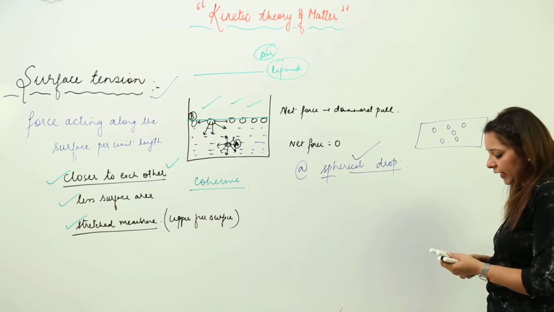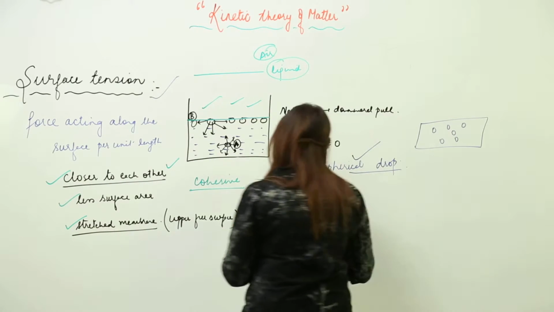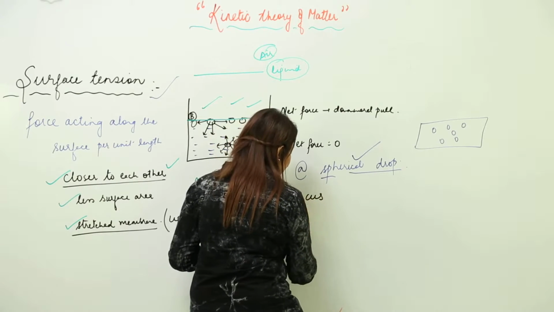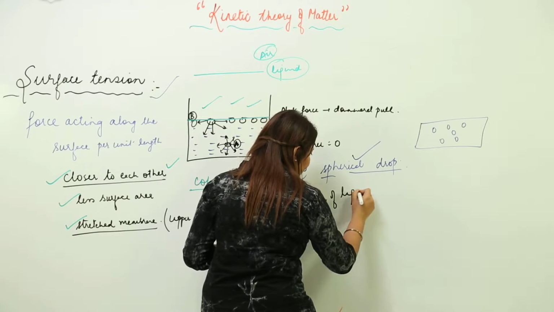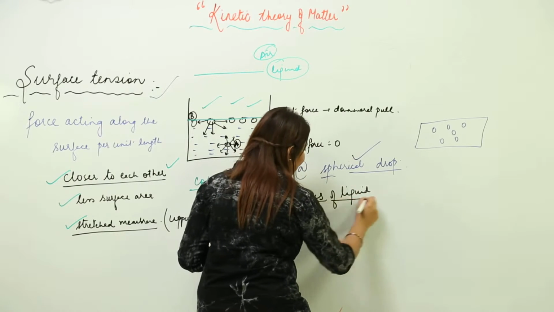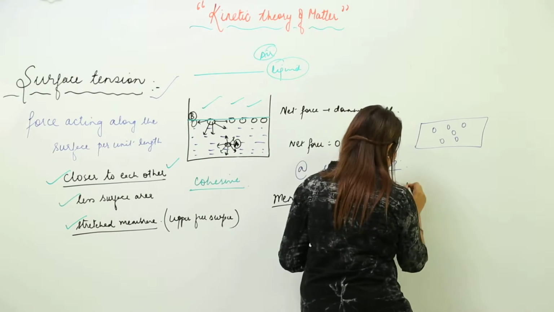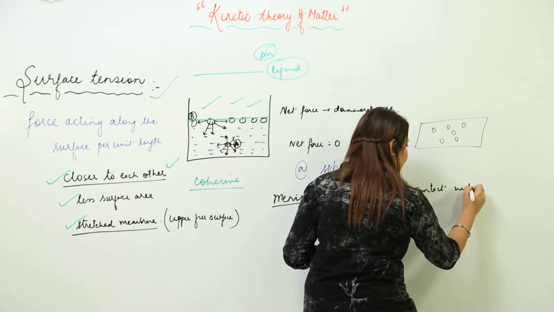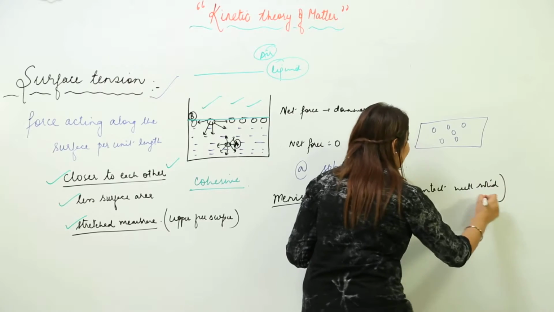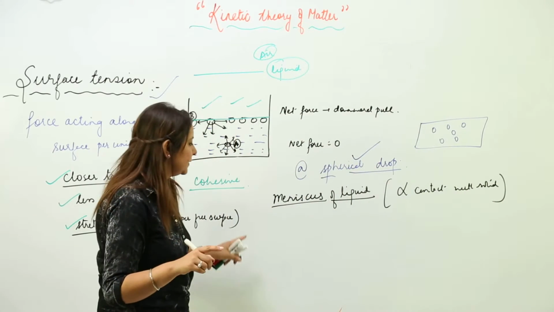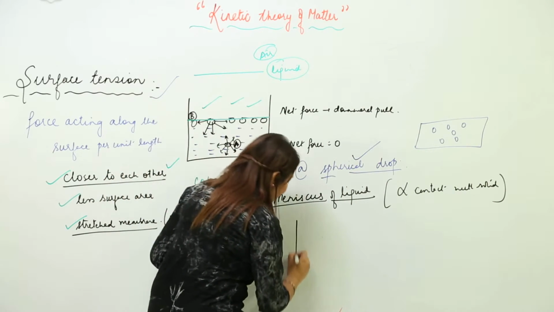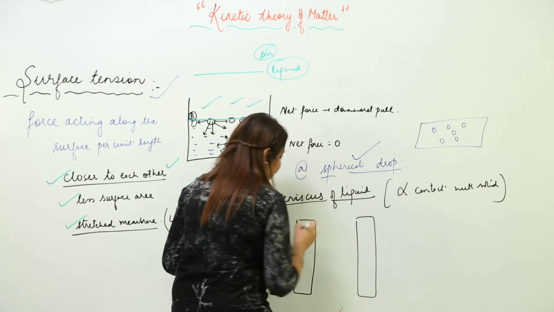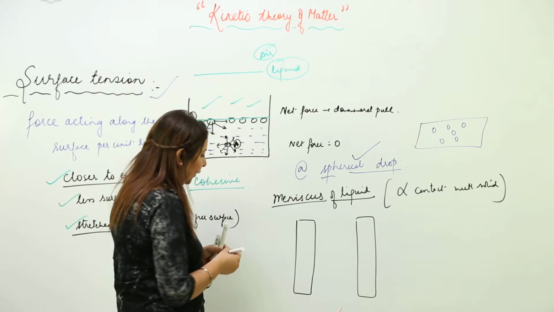Likewise, we will discuss one more thing, the meniscus. Meniscus of liquid, what is that? You can see the meniscus when any liquid is in contact with a solid. I will tell you how. Suppose I have a glass tube like this and another glass tube like this, in which I am pouring water.